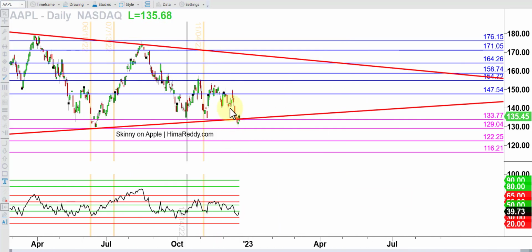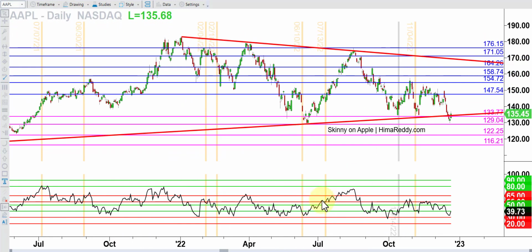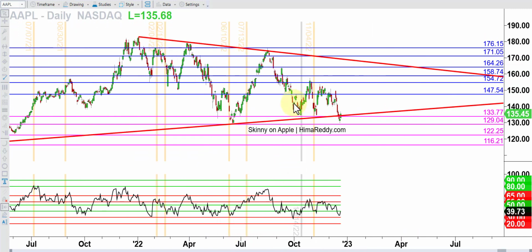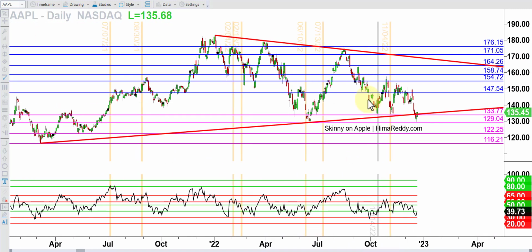So let's kind of zoom out for a second. This is something I love to do. My dad taught me that the best place to start is zoomed out on your charts, looking at ideally at least a year of price action, if not more.